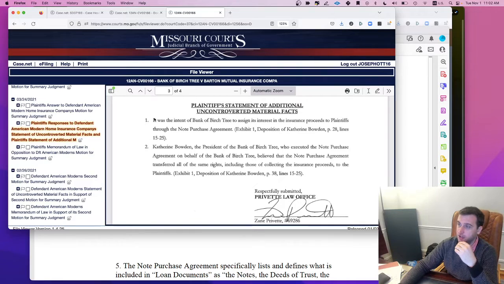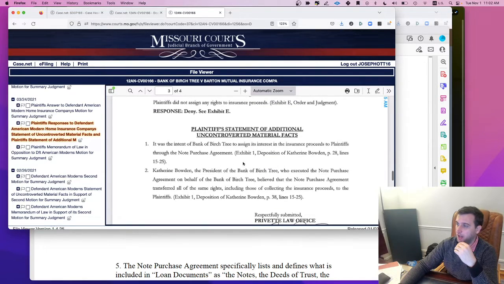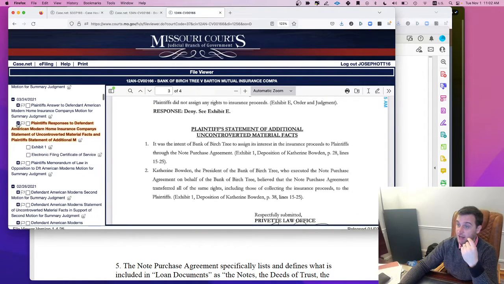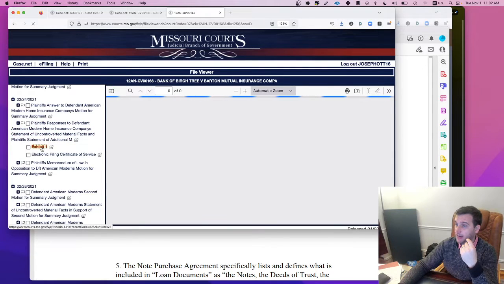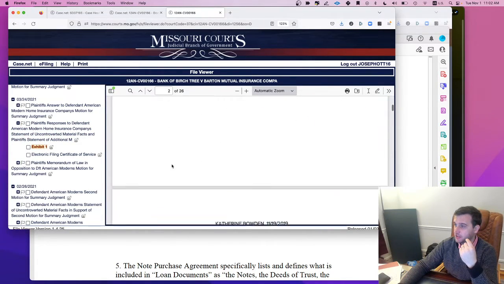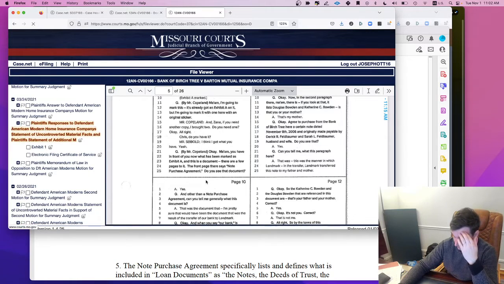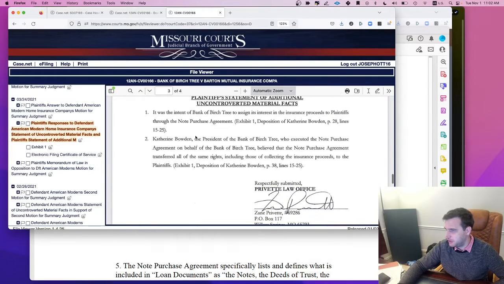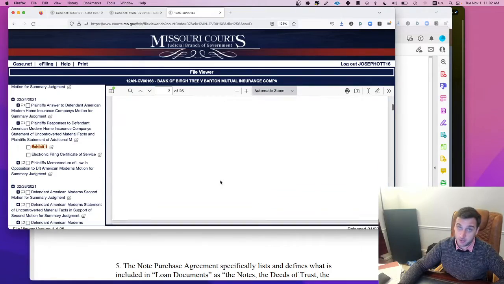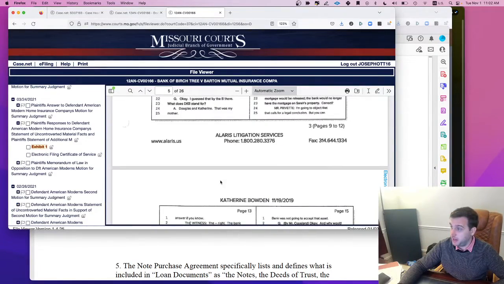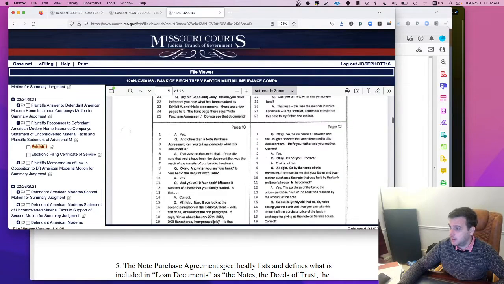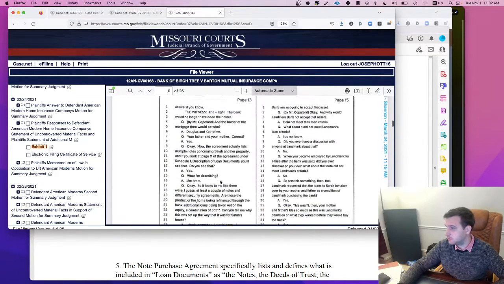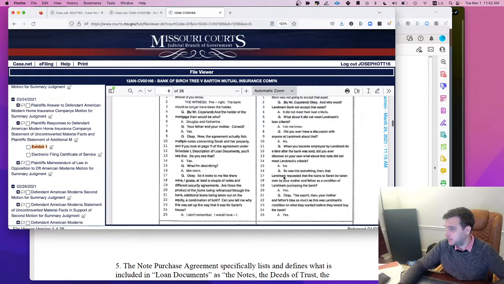So basically they rely upon this deposition of Catherine Bowden. This is interesting. Let's see exactly how clear it is that she's disputing this. They're saying it's at 19 to 25. Let me just go back here to make sure that's the right citation. Page 28, 15 to 25. So what we're looking for is that there was a dispute as to whether or not it contained an assignment of benefits.